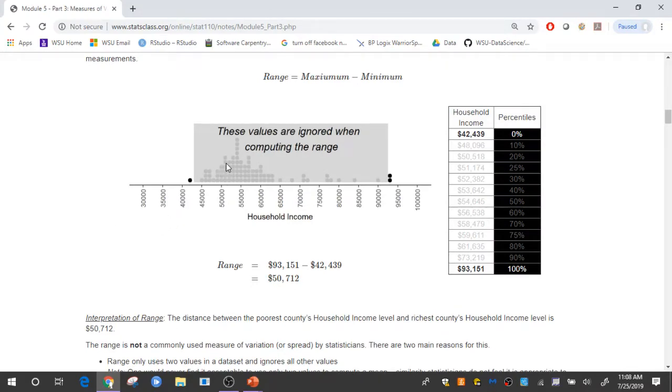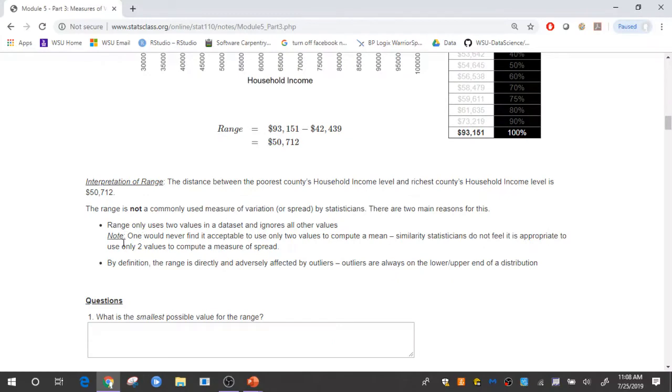That's not a good idea. So for example, one would never find it acceptable to use only two values when computing a mean. And statisticians feel similarly that it isn't reasonable to use only two values to compute a measure of variation.